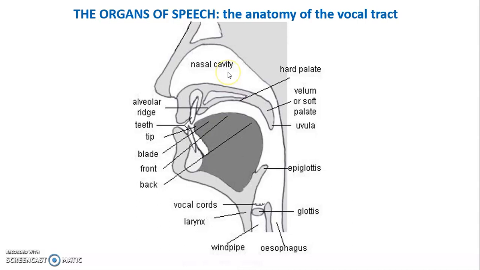Well, next class we'll classify sounds, paying attention to the position of the vocal cords, paying attention to the resonance, place of articulation, and manner of articulation.